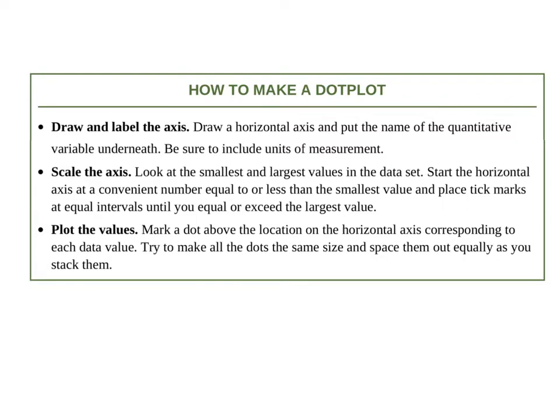So here are the steps to making a dot plot. They look just like the other kinds of data visualization tools that we've talked about. You draw and label the axis. Pretty self-explanatory. You scale the axis. We know all about scaling. And then you plot the values. So they're dots and you just stack them one on top of each other.